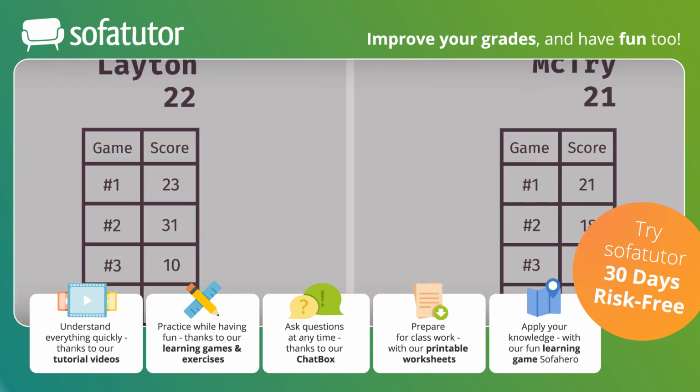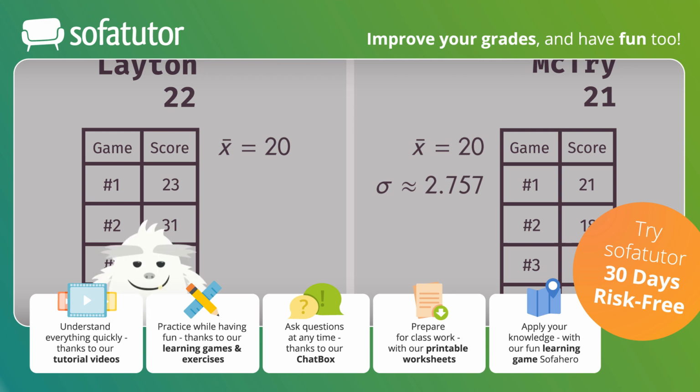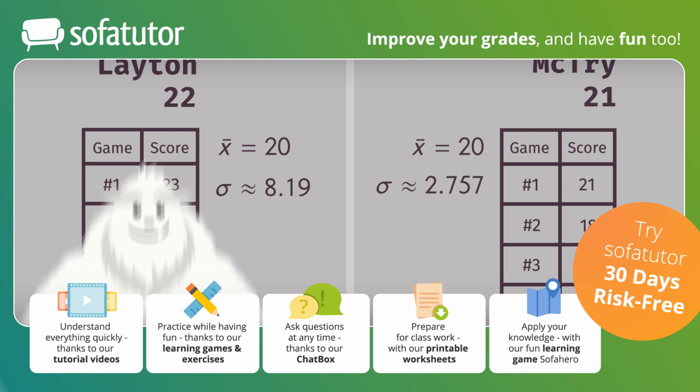Comparing Martin McTry's and Lance Layton's recent scoring outputs, the average for both players over the past 5 games is 20 points per game. But with a standard deviation of 2.757, Martin McTry is a far more consistent player compared to Lance Layton with a standard deviation of 8.198.